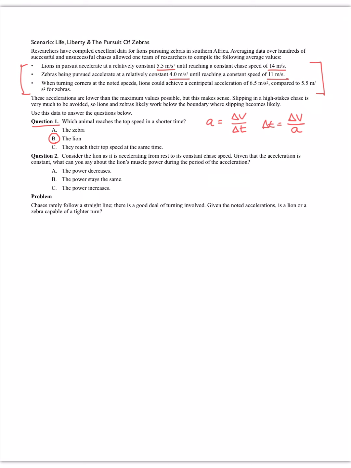Next question, I want to think about, as the lion is getting up to speed, what can we say about its power? Well, remember, power is equal to the change in energy divided by time. And the energy that's changing for the lion is its kinetic energy. Now, the velocity of the lion is increasing linearly because we're told there's a relatively constant 5.5 meters per second squared. So as a consequence, the kinetic energy is going to increase this way.